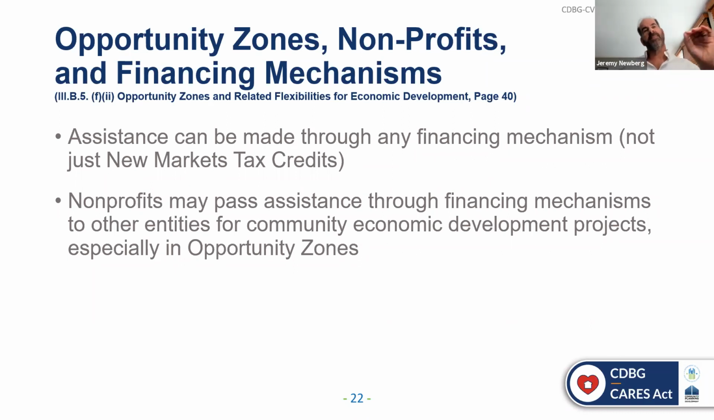A nonprofit may pass assistance through a financing mechanism, which is typically a guarantee or a single purpose entity that is essentially pooling a lot of different money to facilitate, again, getting more equity into the project. This is particularly the case with opportunity zones that came out within the last four years. But this is very tied to opportunity zones and tax credits. It is not special economic development. That is a different category.